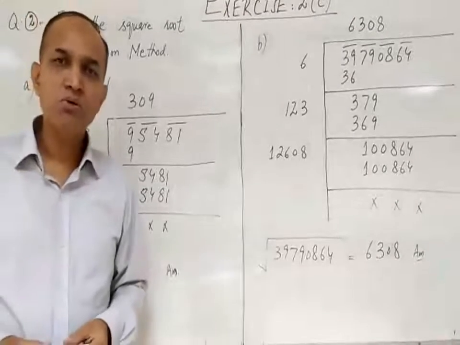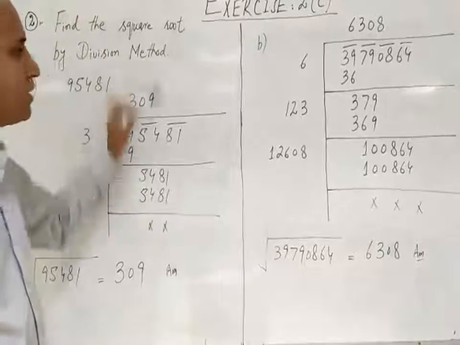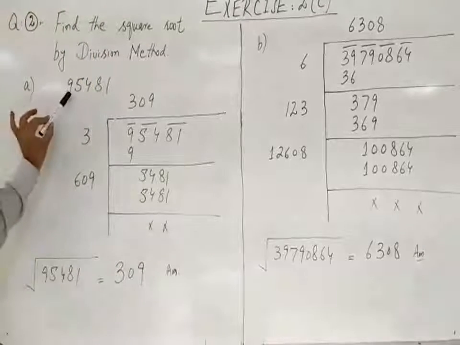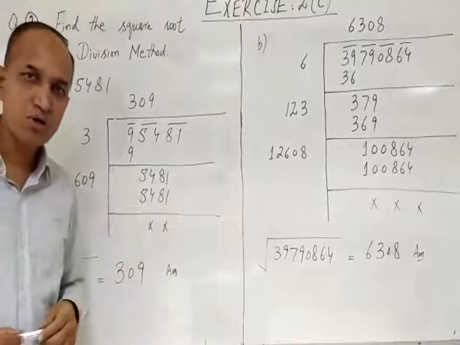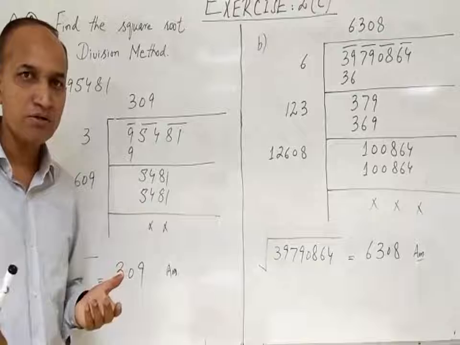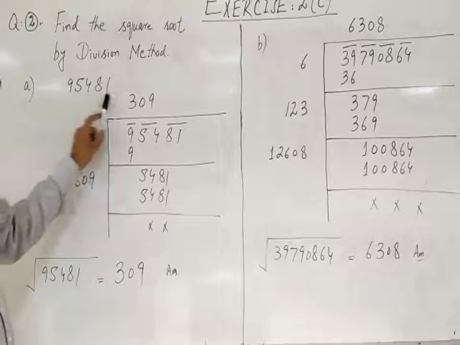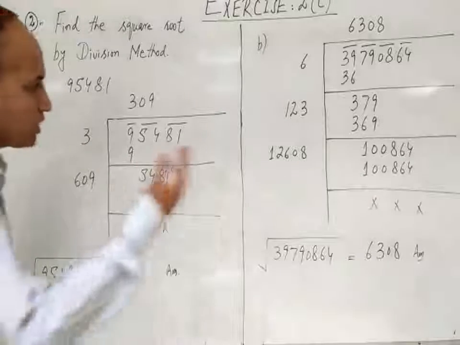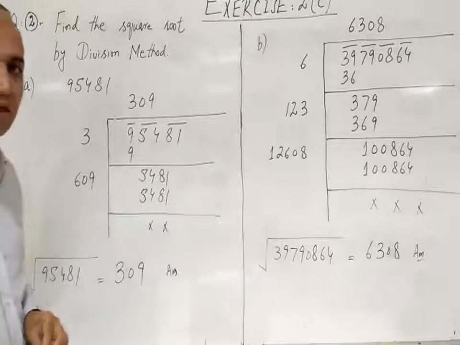In question number 2, we have to find the square root of numbers by division method. In part A, we are given a number 95481 and we have to find the square root of this number by division method. So how can we find this? Let's start. We put this number over here and we make the pairs of this from the right side. First pair, second, and then we are left with 9.